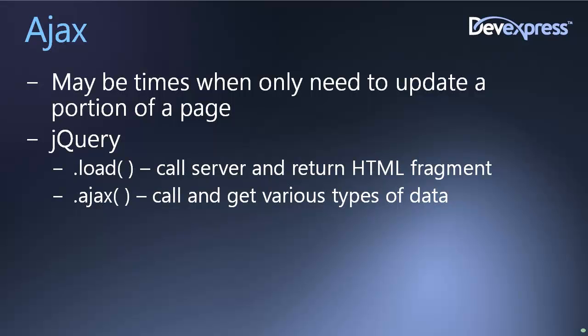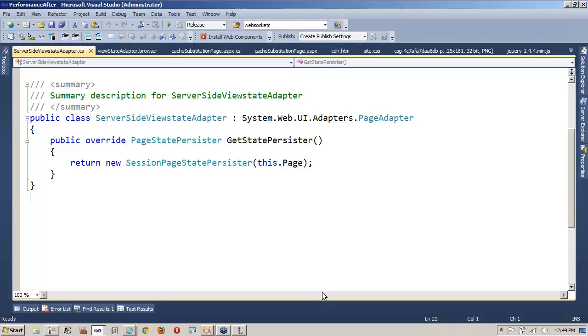So there's really 2 ways to do it in jQuery. The first one is if you call the .load method. If you're just calling your server and you're getting back a fragment of HTML and you're just going to shove it in somewhere on your page, it doesn't get any easier than load, and I'll show you that. I tend to always use .ajax, because I want to control timeouts and what happens if an error occurs. So let's take a look at how this looks.